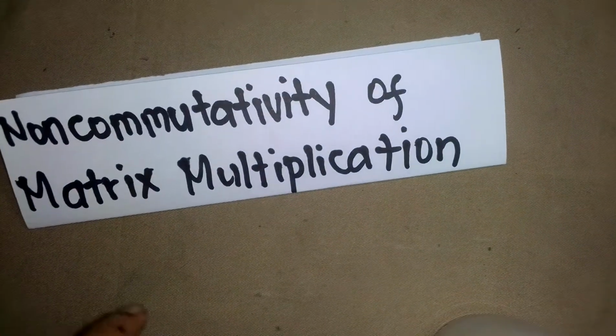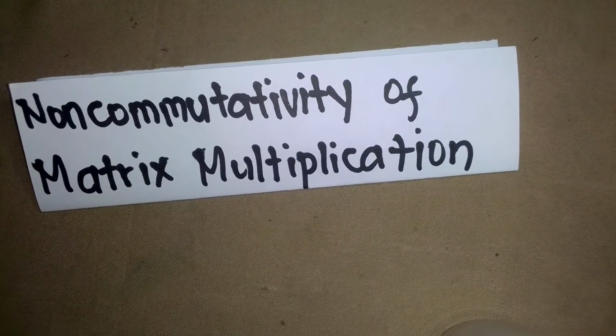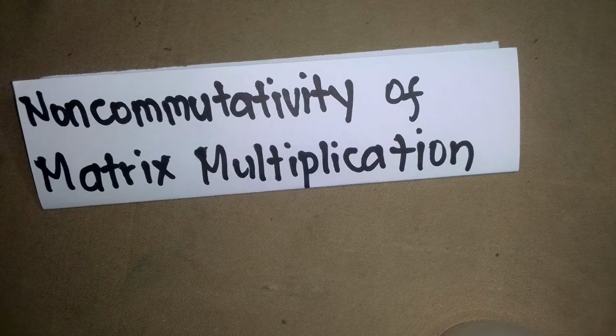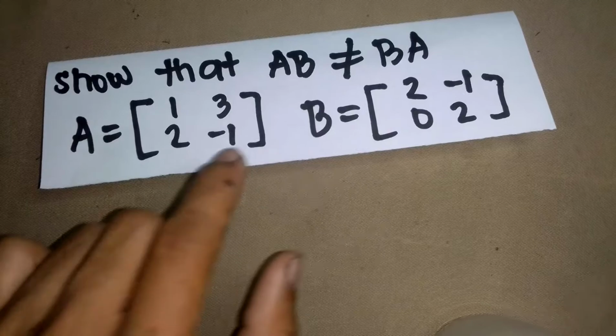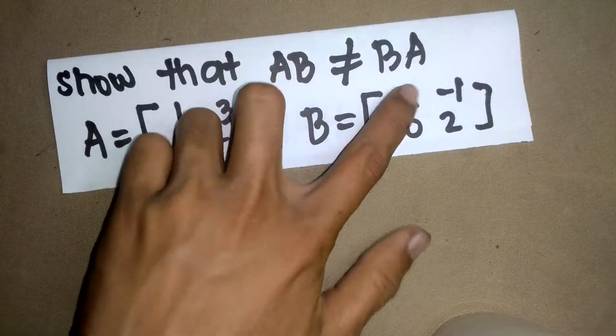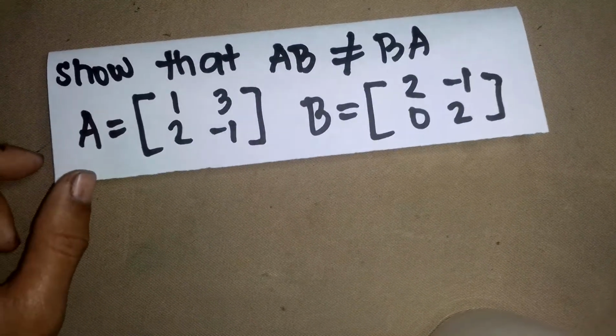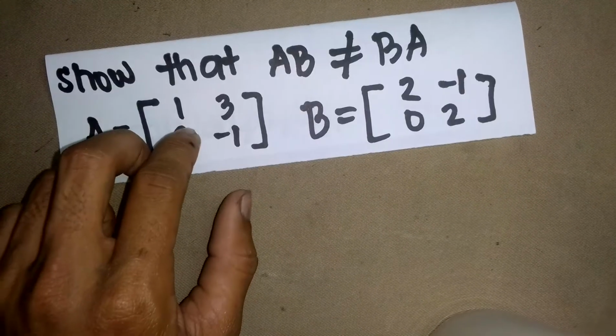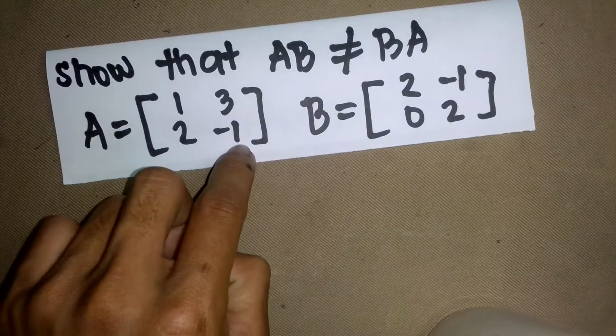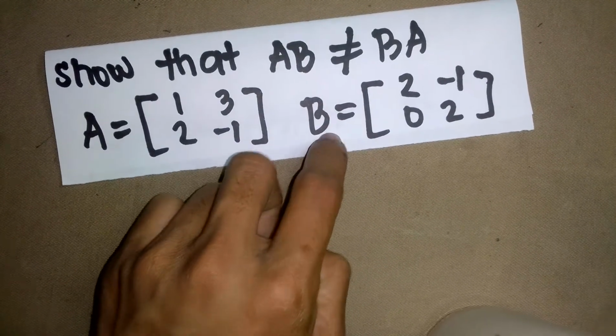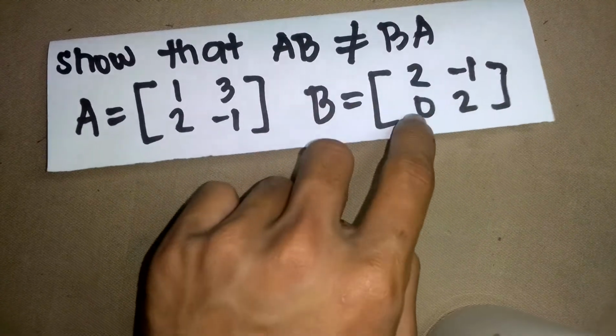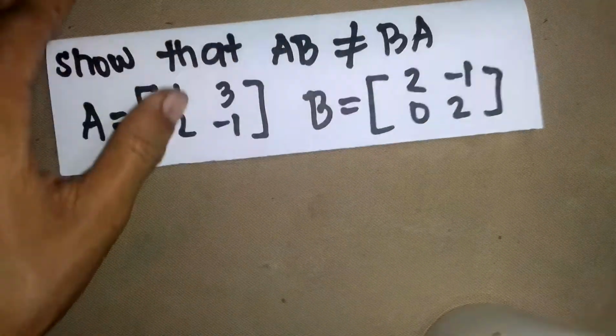Our next topic is commutativity of matrix multiplication. The example is to show that AB is not equal to BA, where the value of matrix A is 1, 3, 2, negative 1. The value of matrix B is 2, negative 1, 0, and 2.